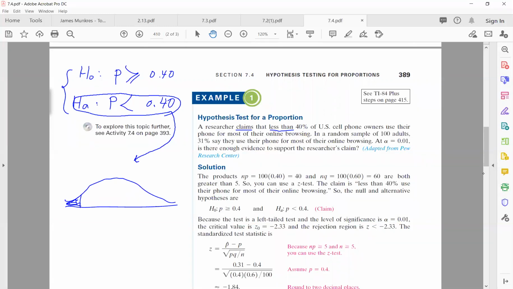Perfect. Let us continue. In a random sample of 100 adults, so n is given, 100, 31%, p hat, 31% say they use their phone for most of their online browsing. At 1% level of significance, is there enough evidence to support the researcher's claim? Okay, again, since we have percent, it means that we are working with proportion.